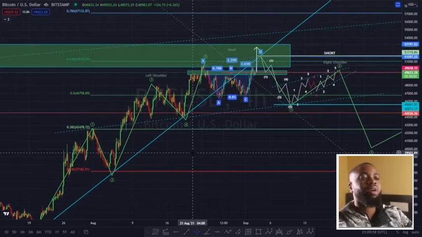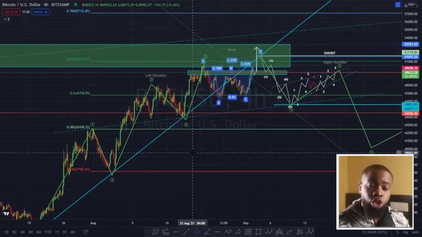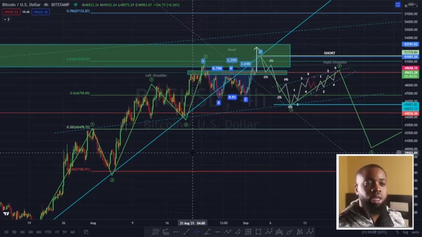So now I've shown you guys the potential place where I'm looking to take a short trade. It depends on what you want to do. If you feel the analysis is top notch, you can do that.